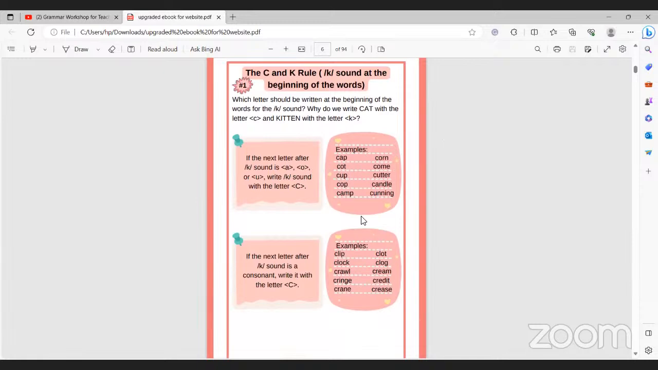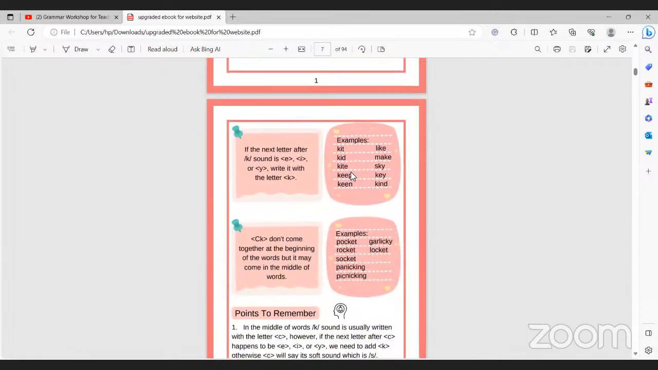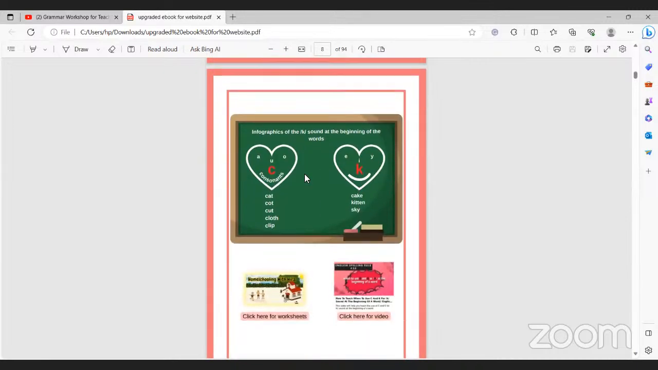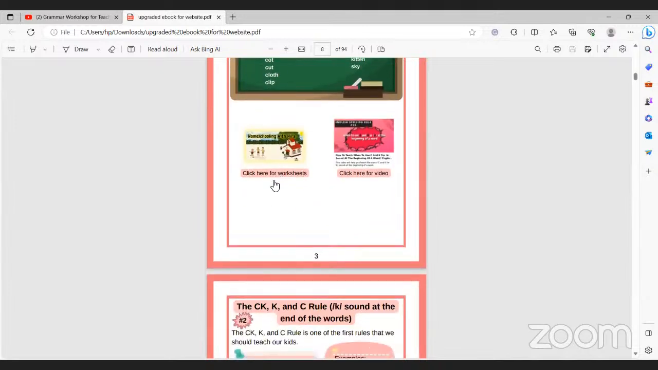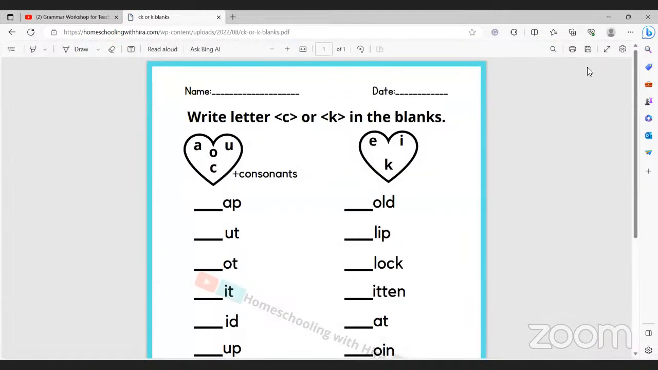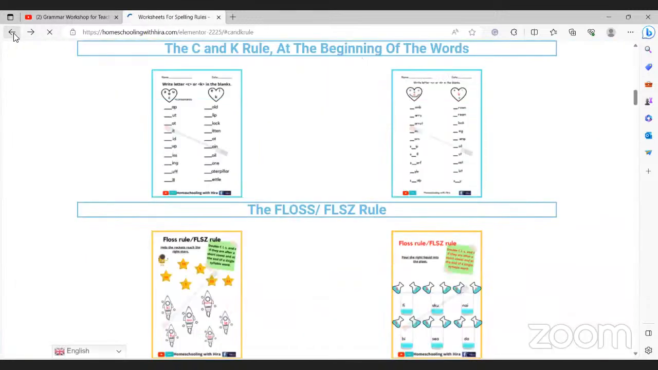So the CK rule, the rule is written, the examples are here. If you have any exceptions, these are the points to remember. And an infographic is here. If you click on this, you will go to my website, and if you click here, you will go to my YouTube channel. Just to show you, I'm clicking here. Let's see what happens. You will land here at the CK rule. You can get these worksheets for free. Click on the worksheet, and you can download it or print it. Okay, I'm going back.